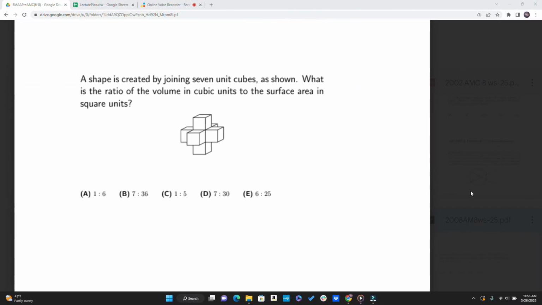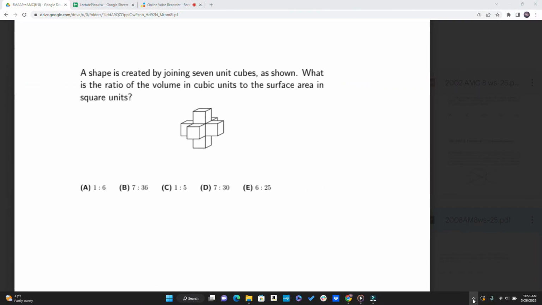We want to find the ratio of the volume to the surface area of this shape. Okay, and we know they're made out of unit cubes, specifically 7 unit cubes. So that means there was one in the middle too. So how would we find, let's start with the volume.